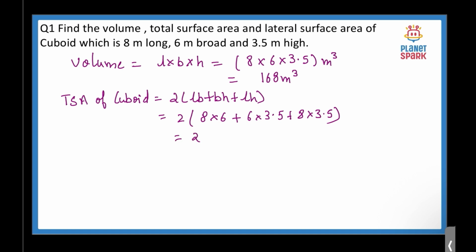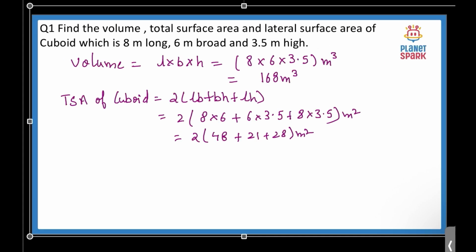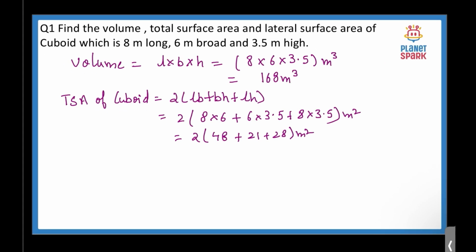Now multiplying them, 8 into 6 is 48. 6 into 3.5 is going to give us 21. And 8 into 3.5 will give us 28. One more important concept to remember is that area unit is always meter square, because here we take 2 dimensions. Either I'll take length and breadth, or breadth and height, or length and height at a time and multiply 2 dimensions. So we'll get the answer as 2 into 97 meter square, which is 194 meter square.